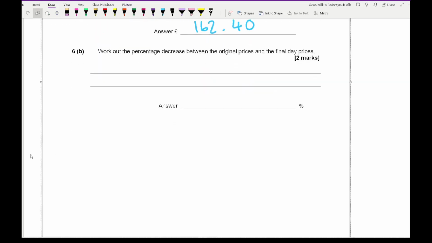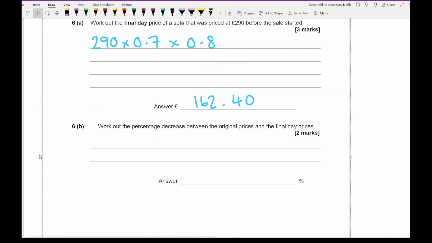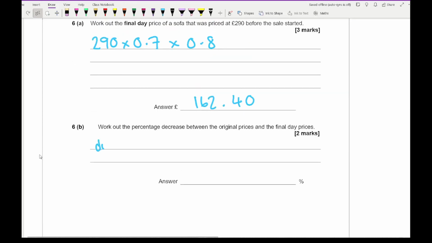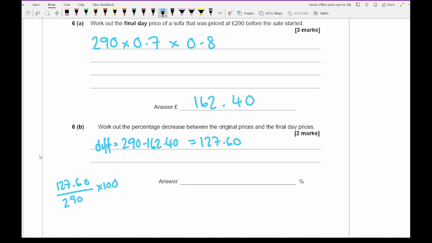So the next question then says work out the percentage decrease between the original price and the sale price. So again, we're going to use that formula. So the difference in the prices is 290 minus 162.40. So 290 minus that gives me an answer of £127.60. So then to work out the answer, I'm going to do 127.60 over 290 multiplied by 100, and if I just quickly type that into my calculator, I should get an answer of 44%.